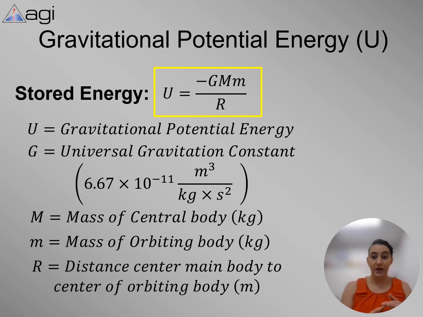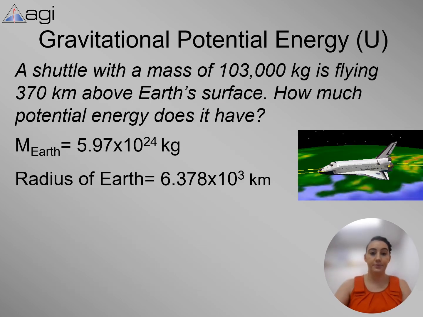All right, now a different planet, different gravitational constant. Capital M is the mass of the central body. Okay, and then the small m is the mass of the orbiting body. And then r is the distance from the center of the main body to the center of the orbiting body. So in our case, it's going to be the center of the Earth through to the center of whatever we are orbiting with that satellite.